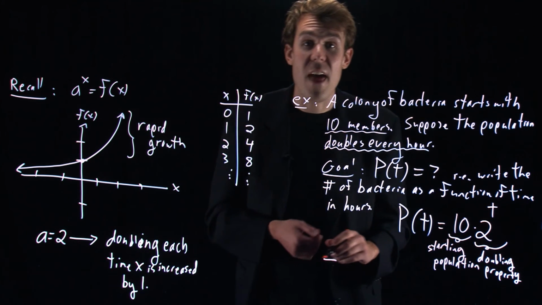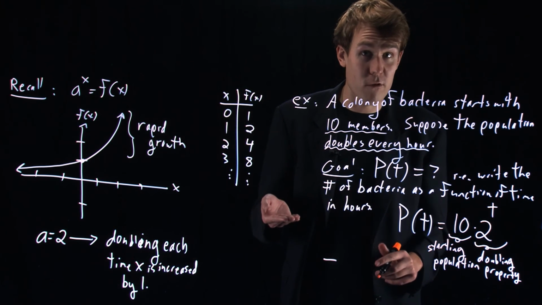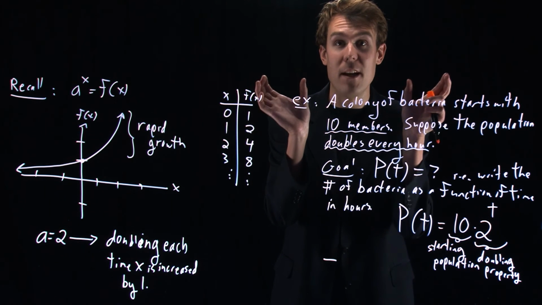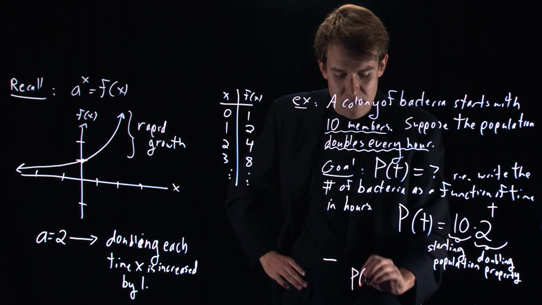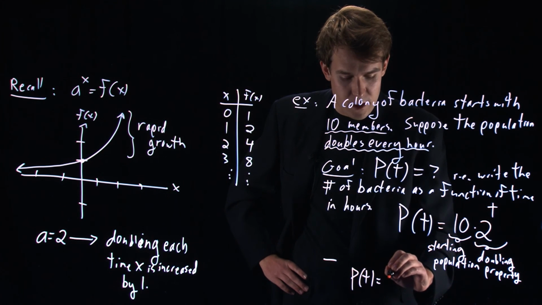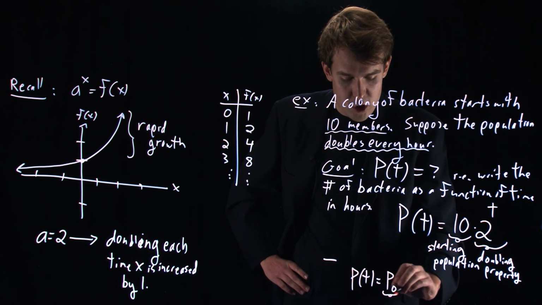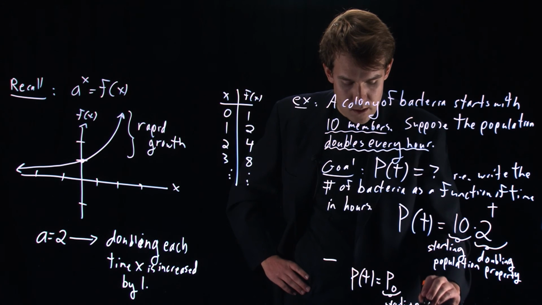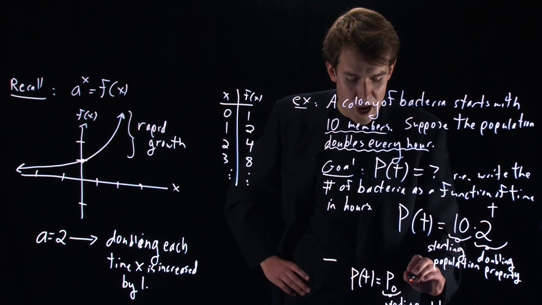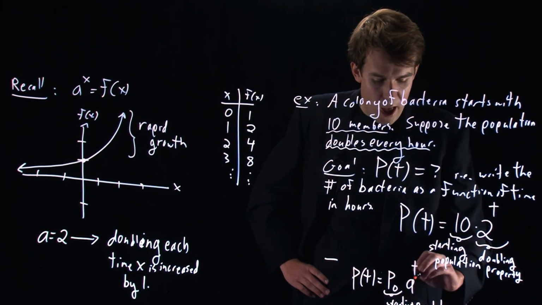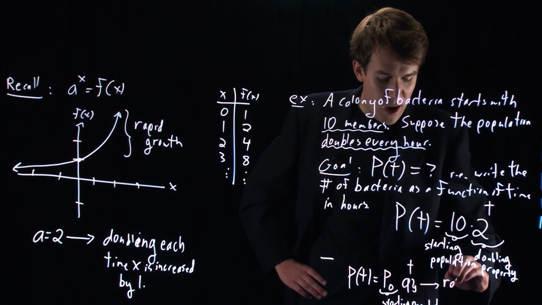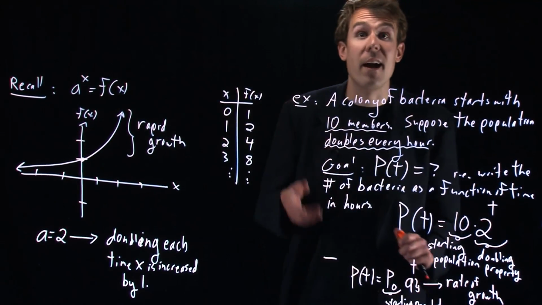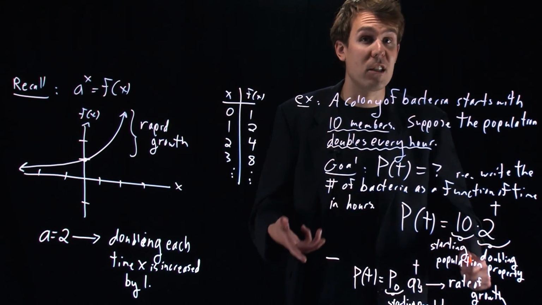I'll just make a remark that this type of analysis carries over to more general situations where you have some starting population and some rate of expansion. So something like P of t equals, let's say, P0, your starting population, times a to the t, where a is the rate of growth. So are you doubling? Are you tripling? Are you moving at a factor of 2.5? This is a very flexible model in that regard.